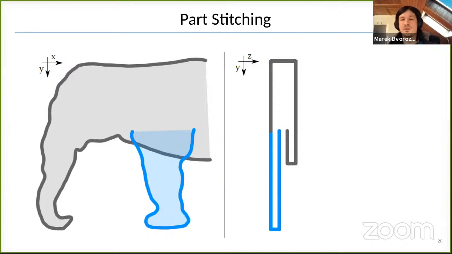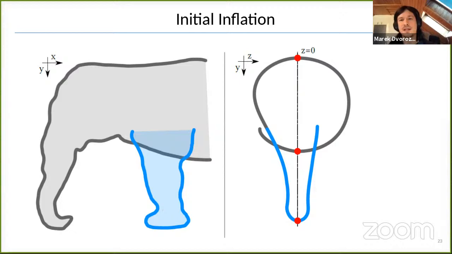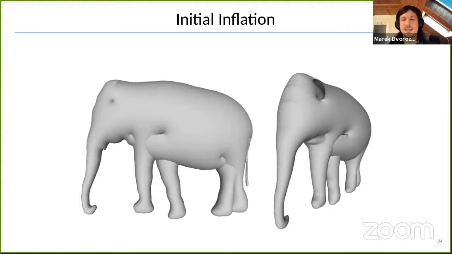So to inflate it, we use a previous work by Sikora et al. that is able to perform elliptical inflation by solving a Poisson equation and square rooting. This method actually requires some vertices of the mesh to be rooted at the Z0 plane. And this is how the resulting surface may look like. And this is how it looks like in 3D. So you can see that it's nice and round, but it has some interpenetrations. And this is caused by this condition of that inflation method, that some parts need to be rooted at the Z0 plane.